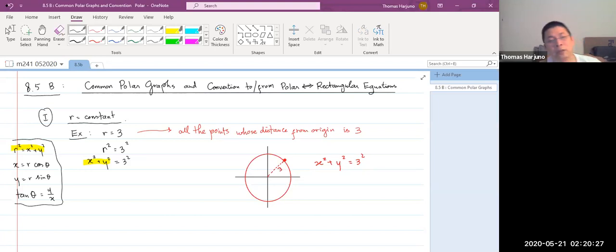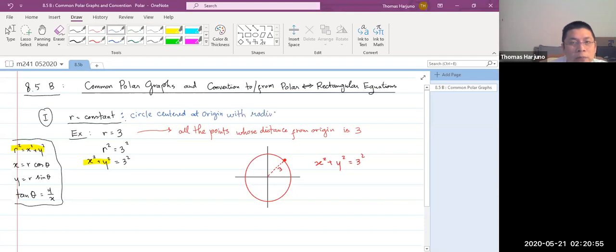Now, with this said, what does r equals constant represent in our graph? R equals constant will give us a circle centered at the origin with radius constant, whatever the constant is.